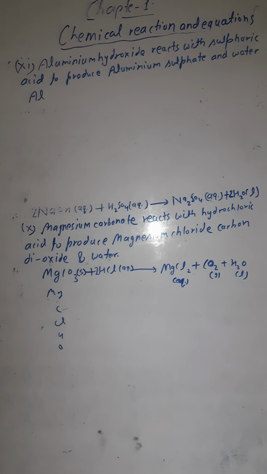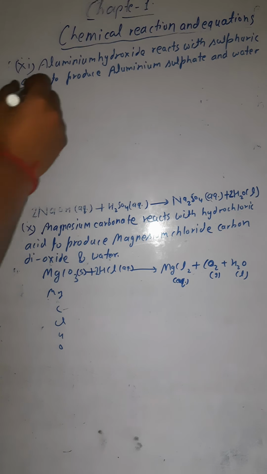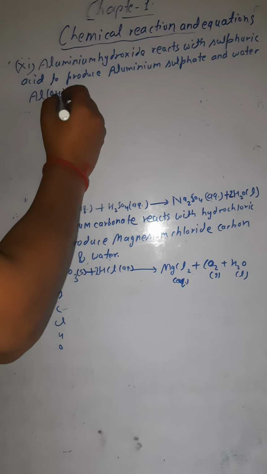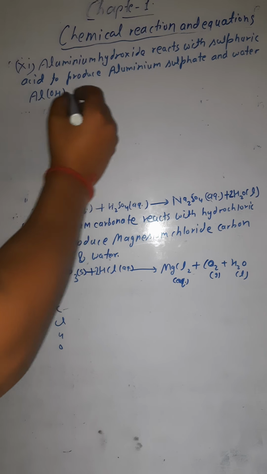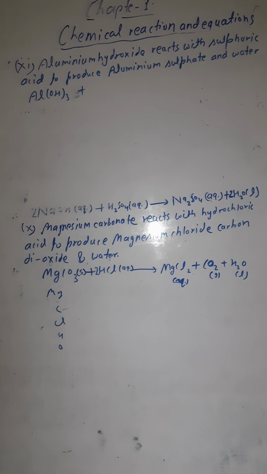Now if you write the chemical formulae of all these compounds, aluminium hydroxide is what? Can you tell me the chemical formula of this? Yes, Al(OH)3. Very good. Al(OH)3 plus what?